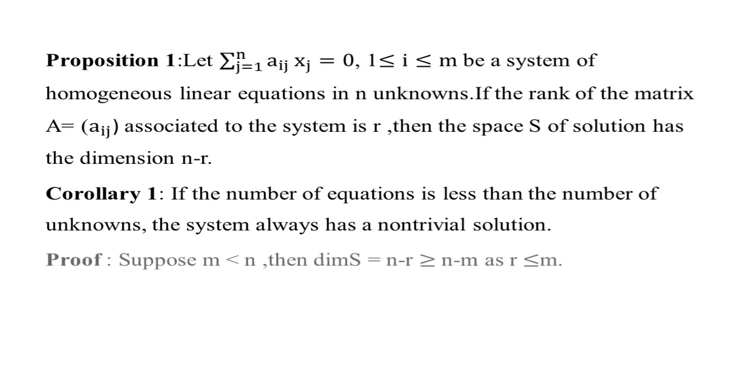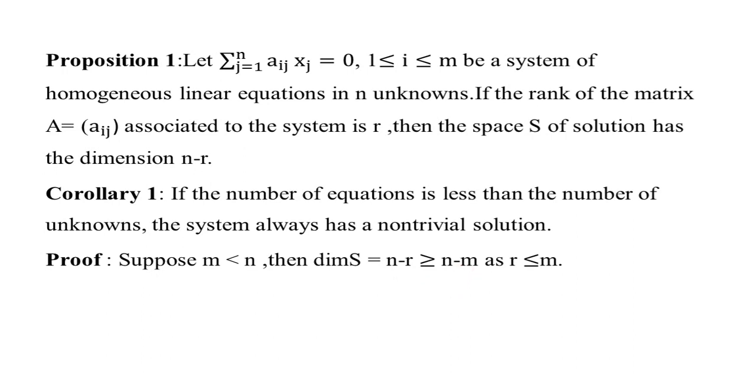Proof. Suppose m is less than n, that is, m means the number of equations and n means the number of unknowns. Suppose m is less than n. The dimension of S equals n minus r by the previous proposition. So that is greater than or equal to n minus m, because r is always less than or equal to m, r being the rank of that associated matrix, that is always less than or equal to the number of equations. Hence minus r is greater than or equal to minus m. So we got n minus r greater than or equal to n minus m.